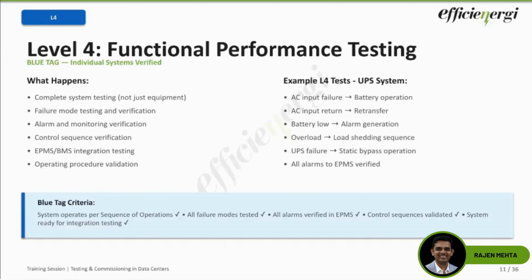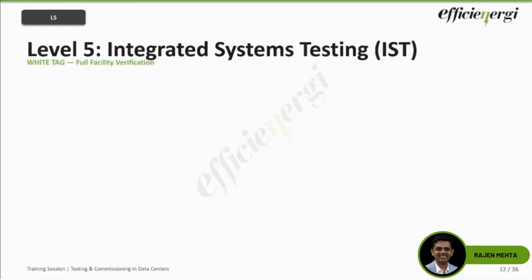And hence, what is the blue tag criteria or the L4 criteria? Your failure mode alarms are verified, control sequence validated, and the system is now ready for integration testing. That is your IST, the final stage in data center testing and commissioning. So once all the systems are blue tagged, we are ready for the final level, that is the IST.